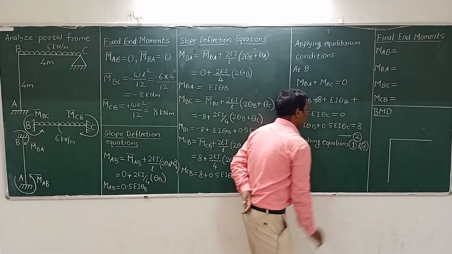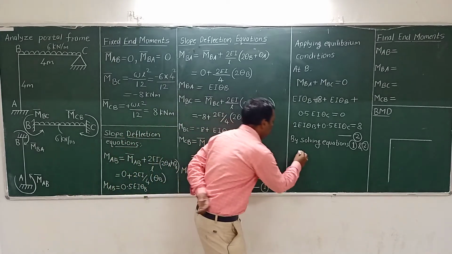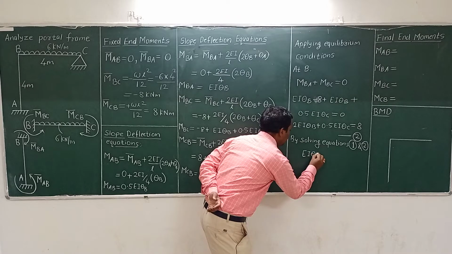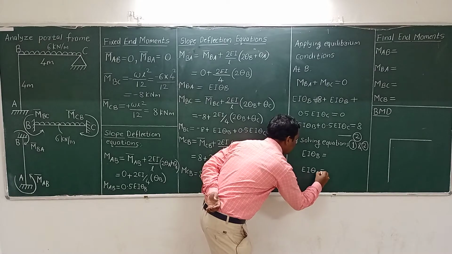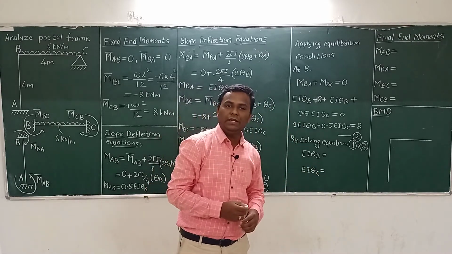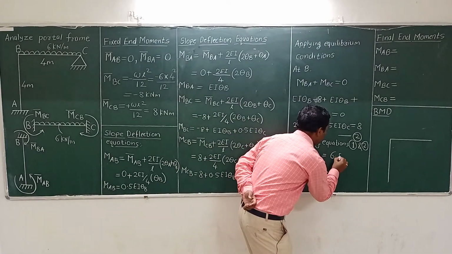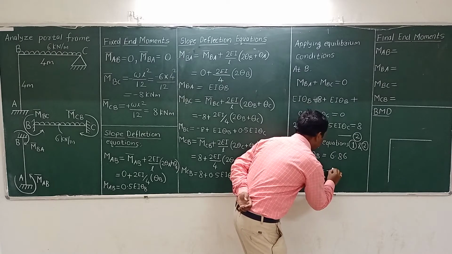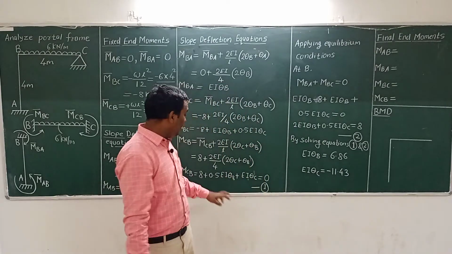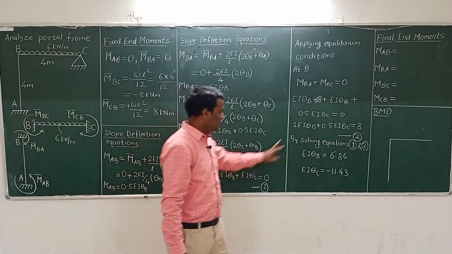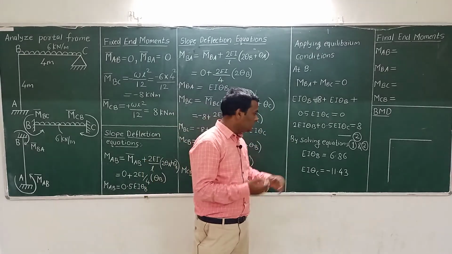Now when we solve these two simultaneous equations, equations 1 and 2, we can use a calculator. You will be getting EI theta B is equal to and EI theta C is equal to. These are the two unknowns in the simultaneous equations. When we solve this, we will get EI theta B as 6.86 and EI theta C as minus 11.43. We have to use a calculator, and by using the first and second equations, we find EI theta B and EI theta C. So these are the two unknowns we have calculated.